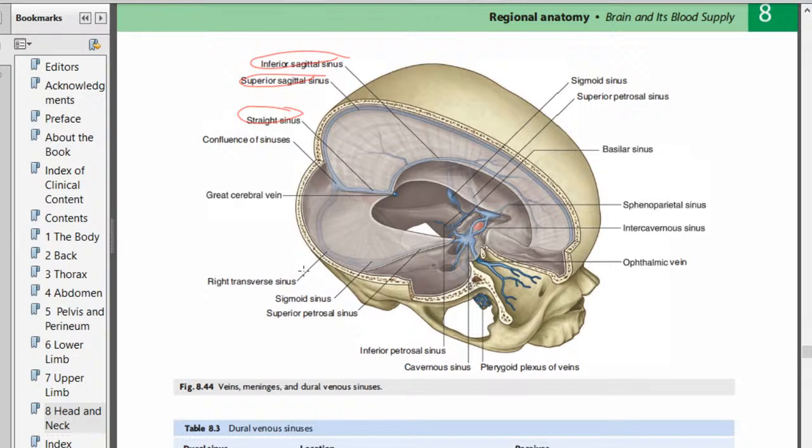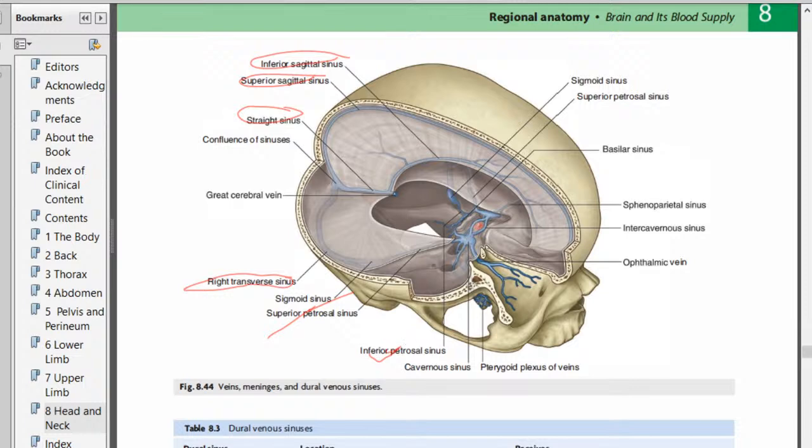There are also the transverse sinuses, which go on both sides. There is the right transverse sinus right here, and there are also the sigmoid sinuses. Then the petrosal sinuses: there is the superior petrosal sinus, and there is also the inferior petrosal sinus.